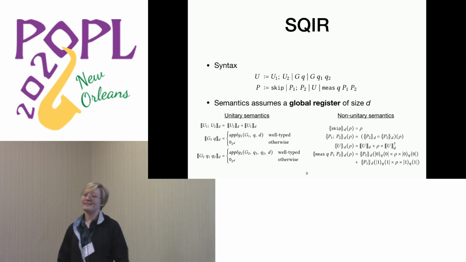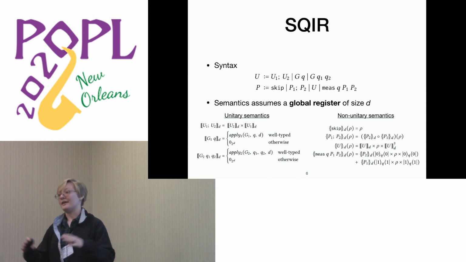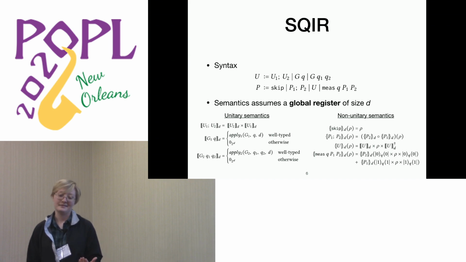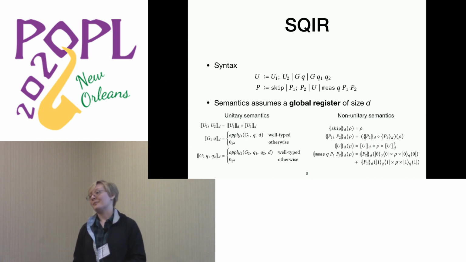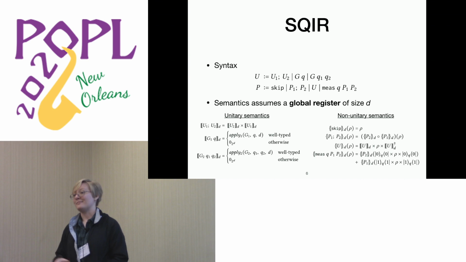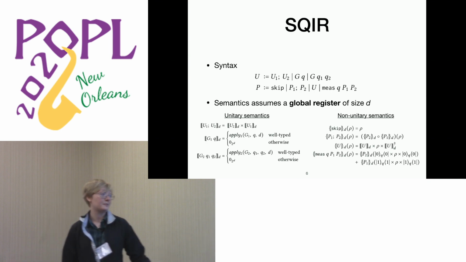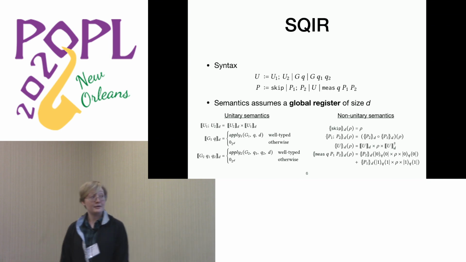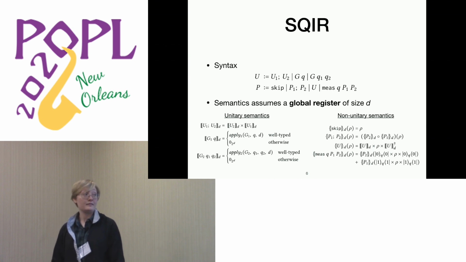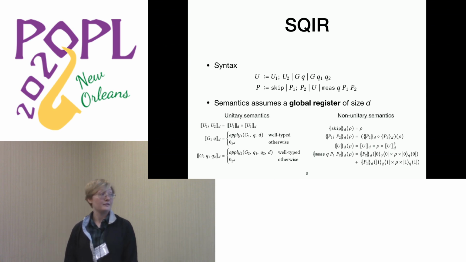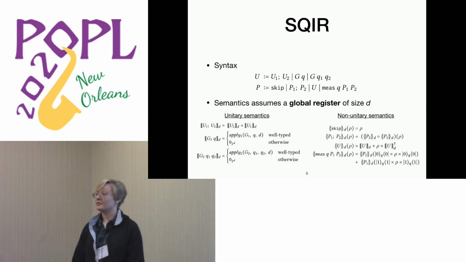What apply does is nothing fancy. It just extends the gate you want to apply to the entire space of the global register. So if I want to apply an X gate to qubit 5, then the denotation of that is the X matrix, 0, 1, 1, 0, applied to qubit 5, and then identity matrices applied to everything else. So it's padded with identity matrices. And similarly for apply 2, the denotation of non-unitary programs is functions over density matrices. So skip is a no-op function, the identity function.